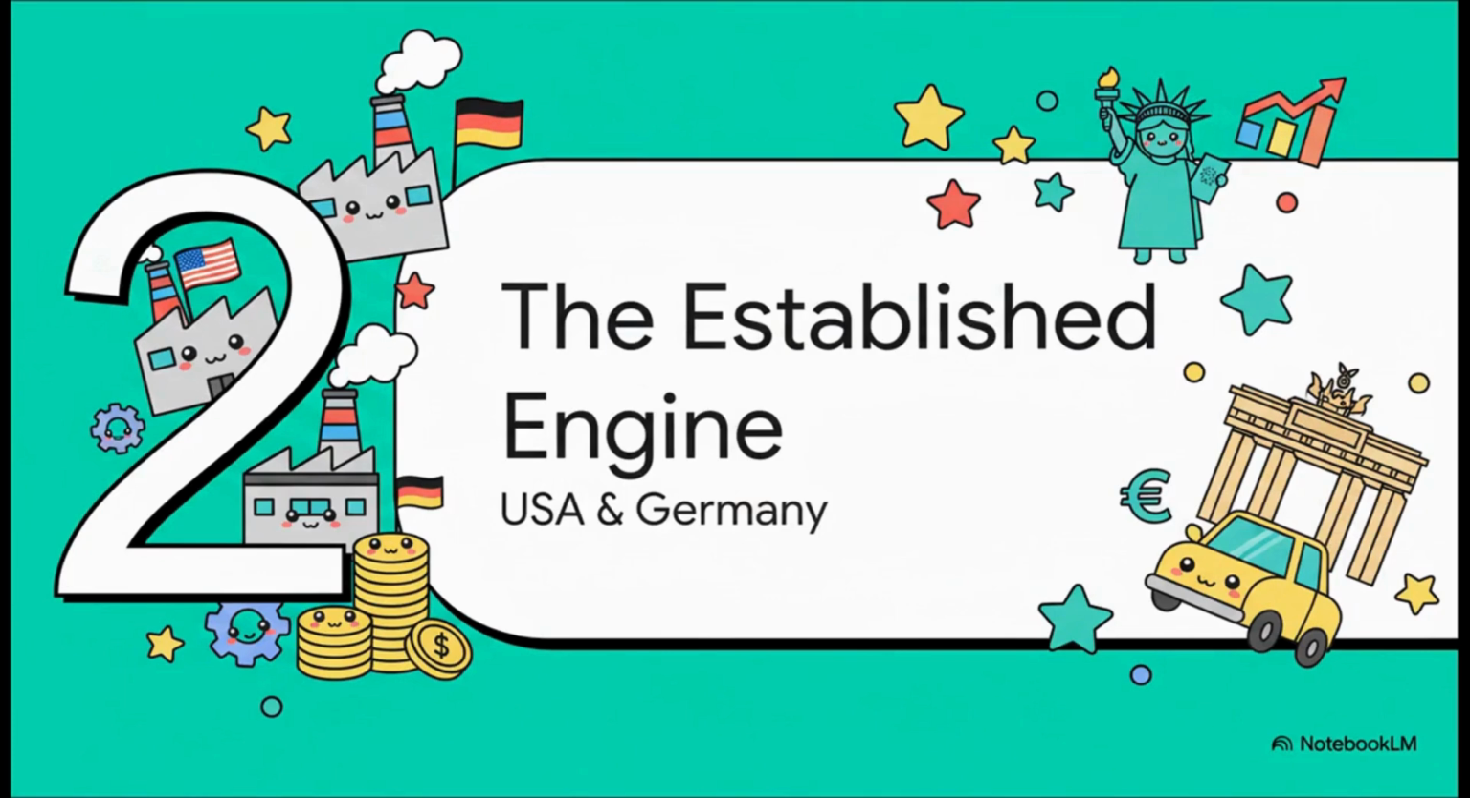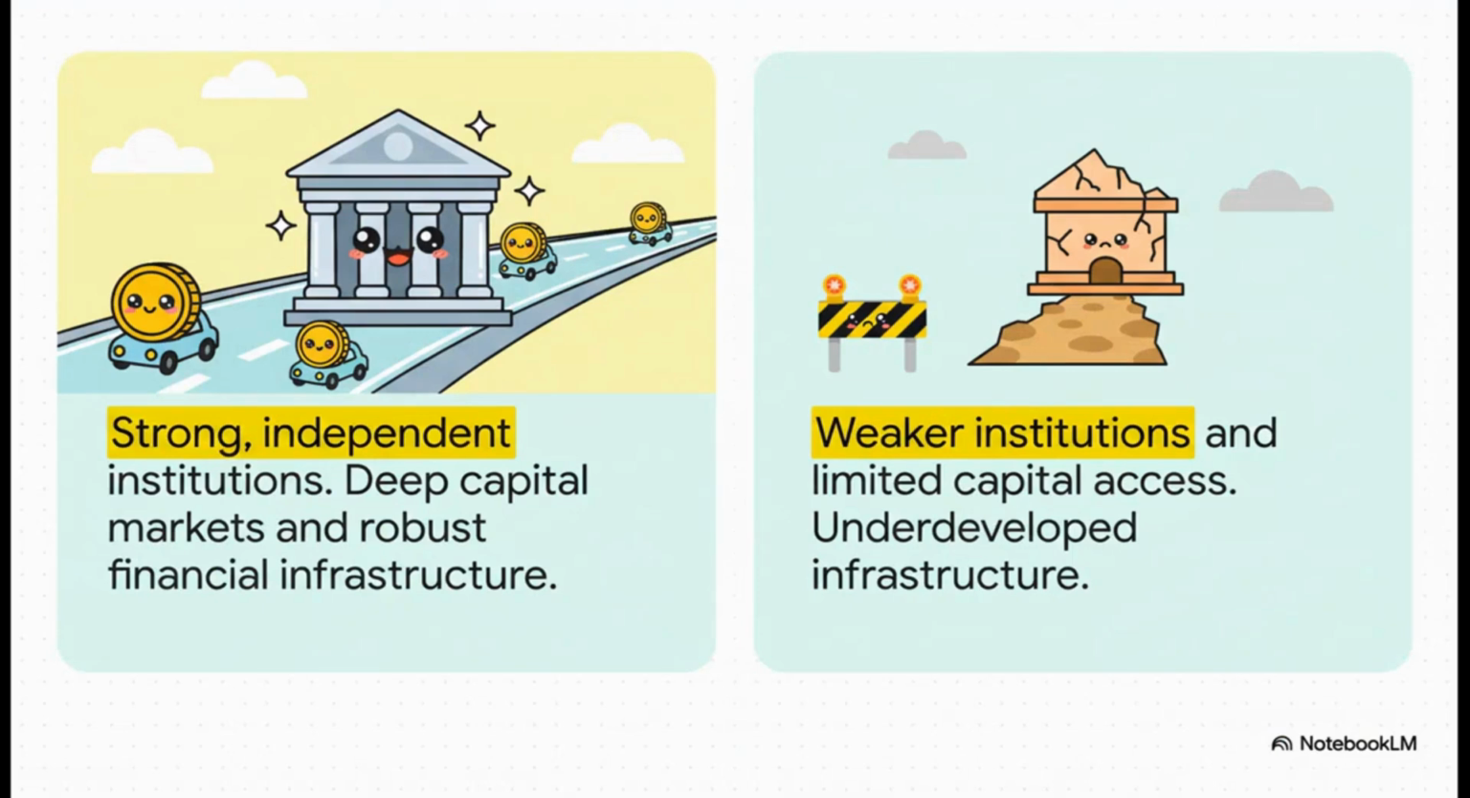Okay, let's dive into our first model, what we're calling the established engine. This is the kind of system you see running in developed economies like the United States and Germany. The name of the game here is stability. These economies have strong and, more importantly, independent institutions. Think of the US Federal Reserve. They're set up to operate without political pressure. This creates a predictable, stable environment, which in turn gives investors the confidence to pour money into deep, reliable capital markets. It really is a well-oiled machine.